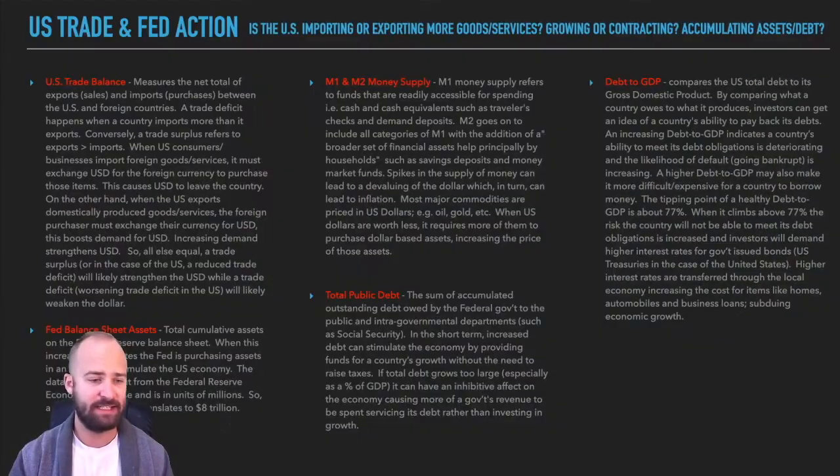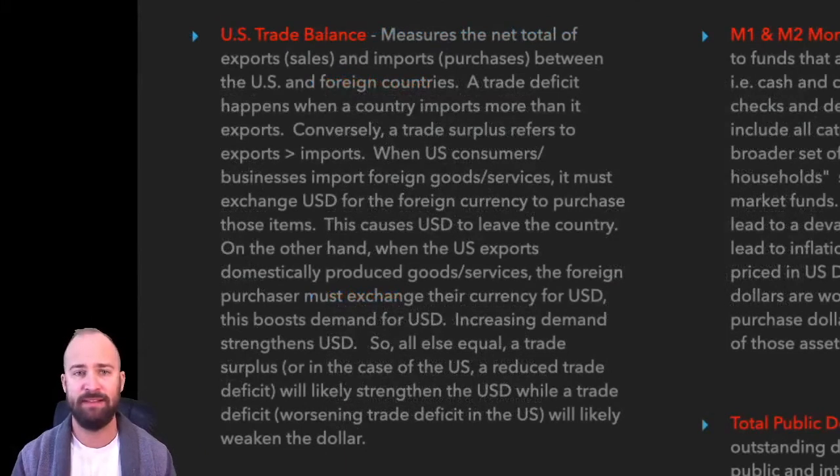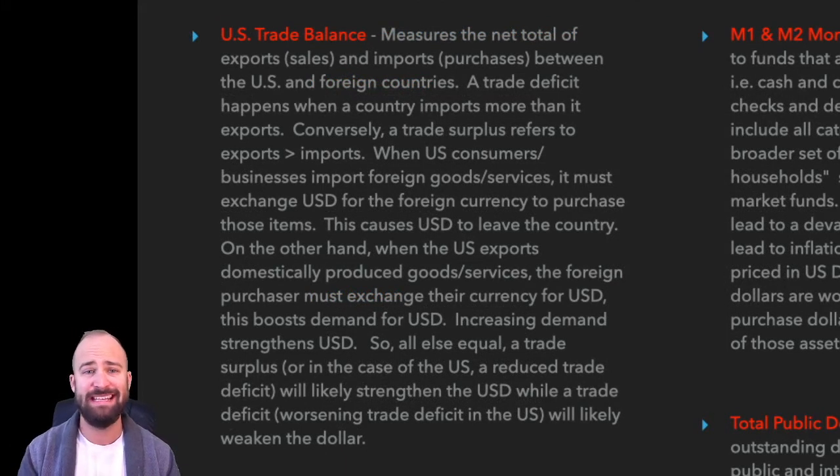Let's begin our discussion today with the U.S. trade balance. Now, the U.S. trade balance measures the net total of exports and imports between the U.S. and foreign countries. It's calculated by subtracting net imports from net exports. So when the U.S. trade balance is negative, it signifies a trade deficit, meaning that the United States is importing more than it's exporting. Conversely, whenever that number is positive, it signifies a trade surplus, meaning the U.S. is exporting more than it's importing.